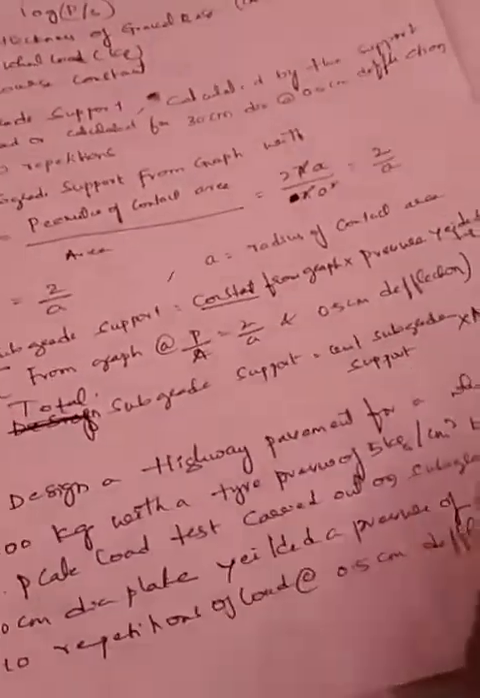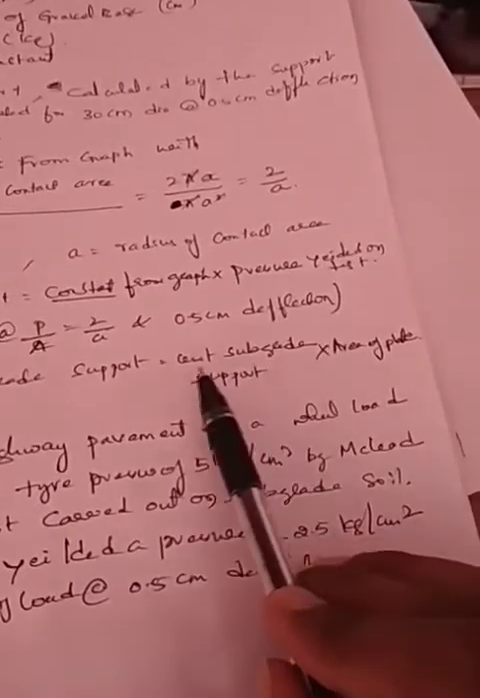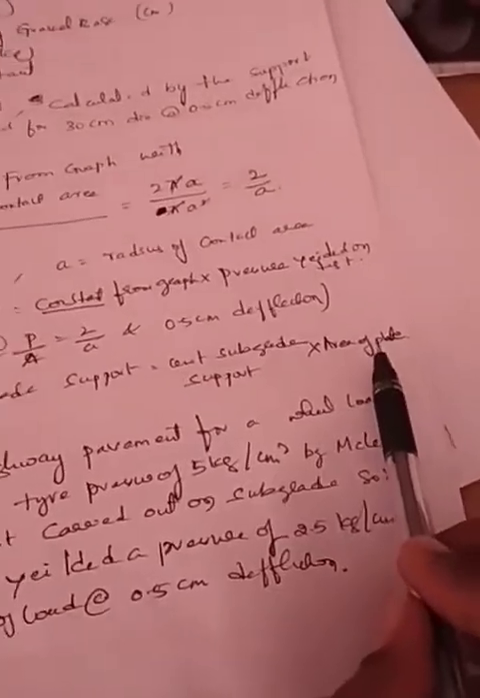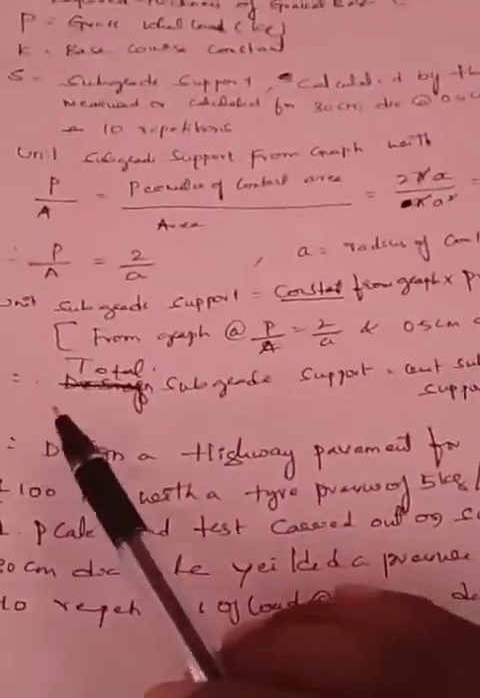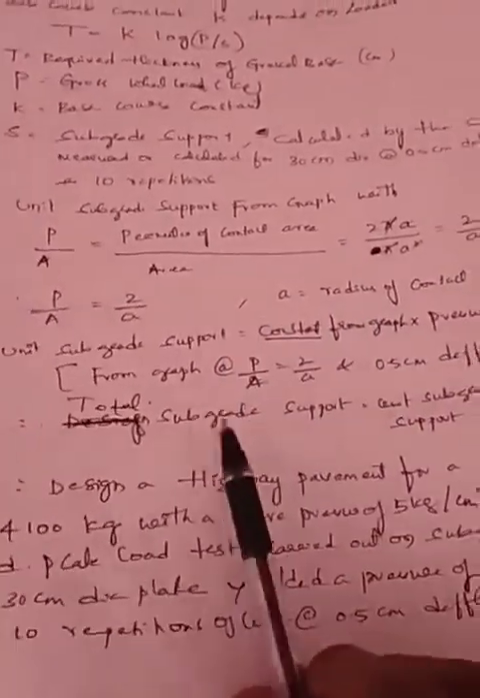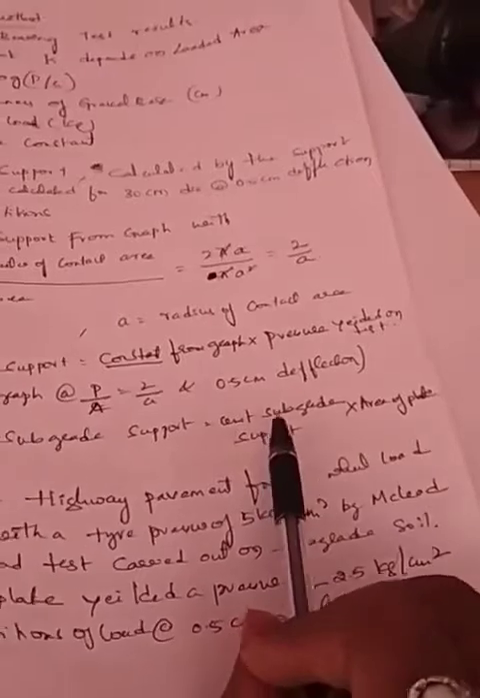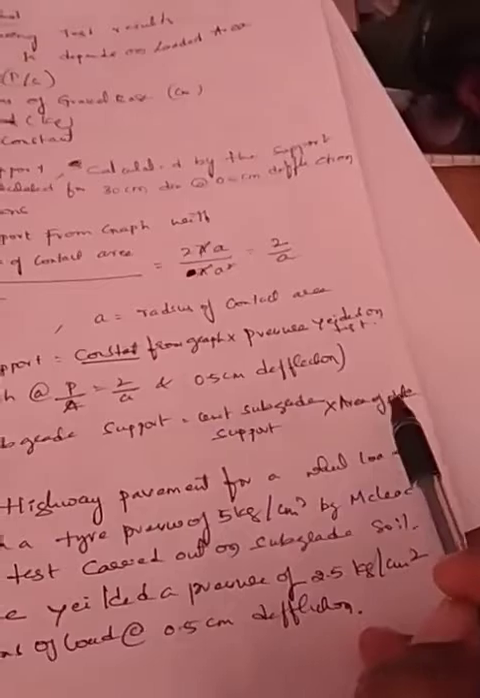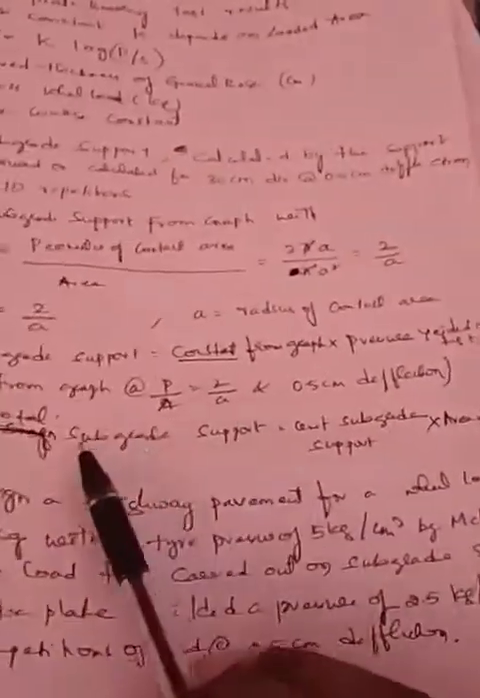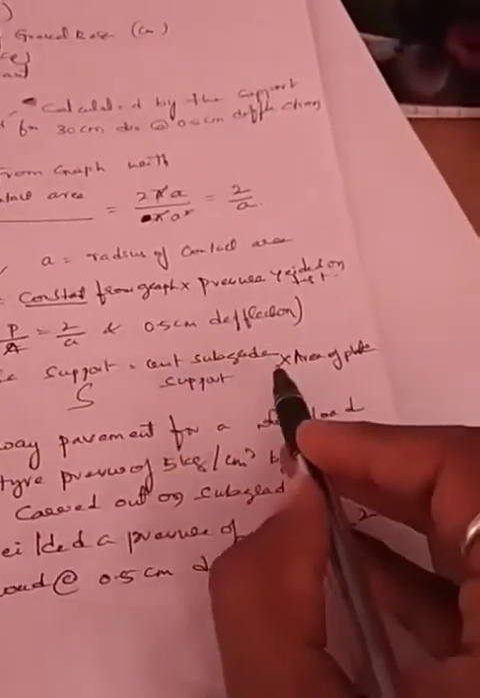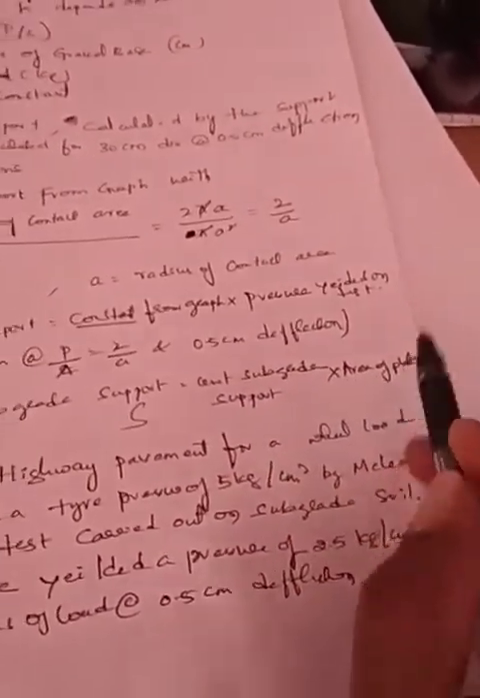Next, in order to find the S value, that is the total subgrade support, it is given by the unit subgrade support multiplied by the area of the plate used for the test. Here, for the unit subgrade support, we used a 30 centimeter diameter plate, so that area is what we multiply. So if you are using any other diameter plate, in order to get the total subgrade support S value, you have to multiply the design unit subgrade support by the area of the plate.